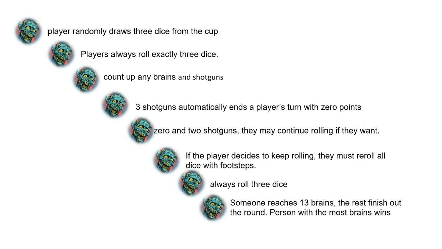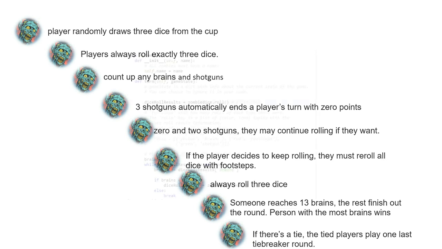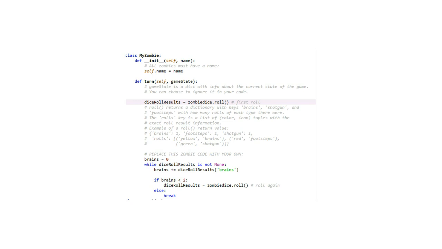And once any player has reached 13 brains, then all the other players will have one more chance to play. At the end of the game, the player who has the most brains will win. If there is a tie, there will be a tiebreaker round between those two. So that is the game actually, and you don't have to build that game from scratch.